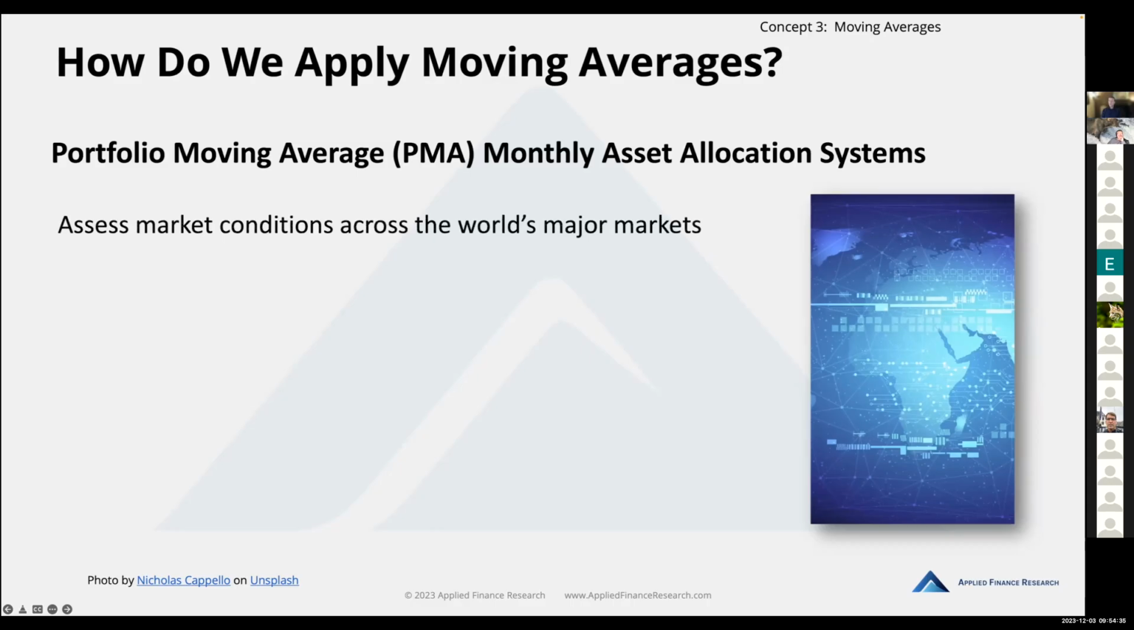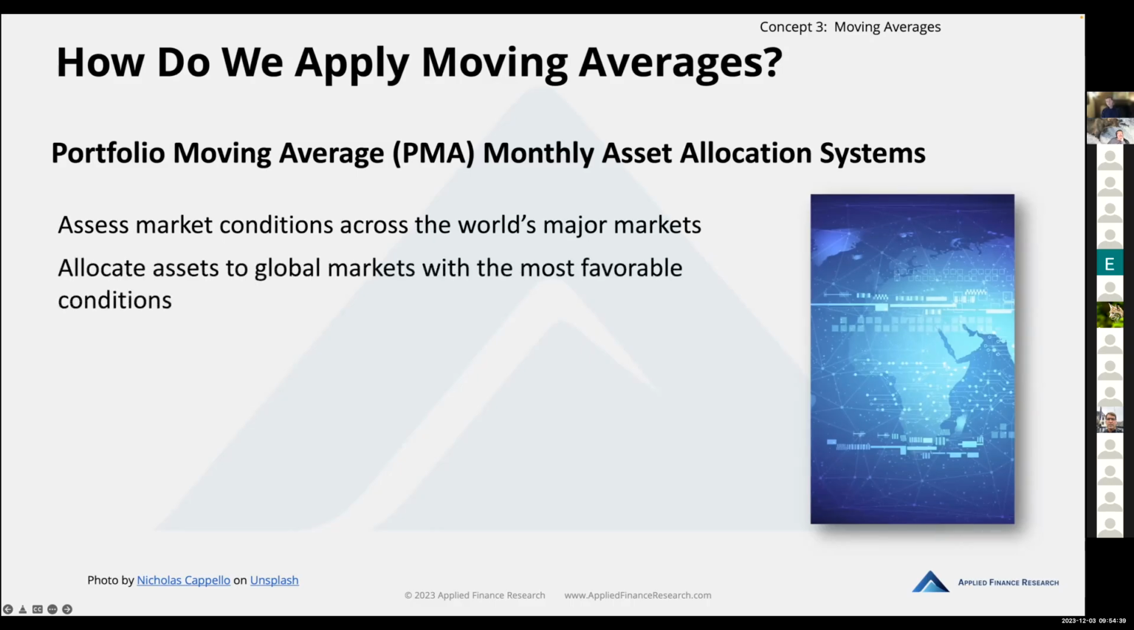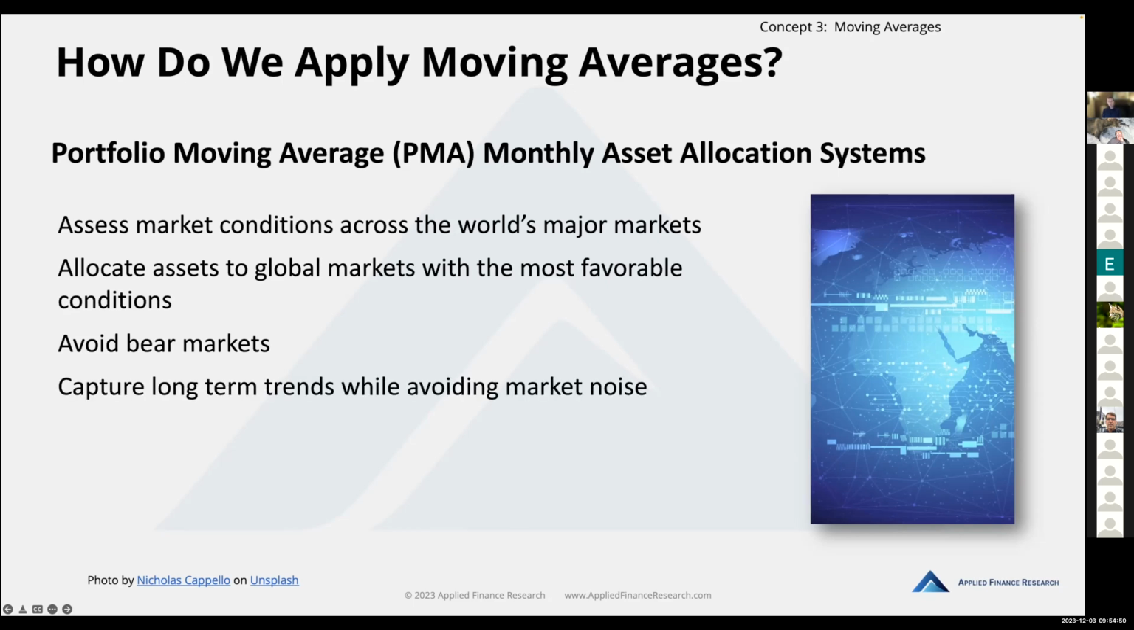So we use moving averages to assess market conditions across the world's major markets. We allocate assets to the global markets with the most favorable conditions. We use moving averages to avoid major bear markets while also capturing long-term trends and avoiding market noise.